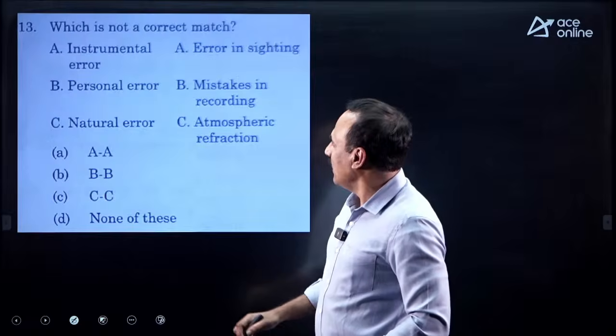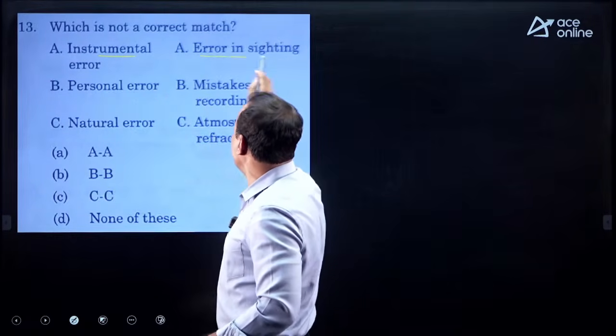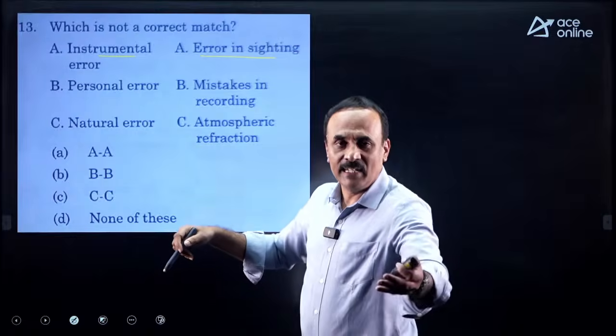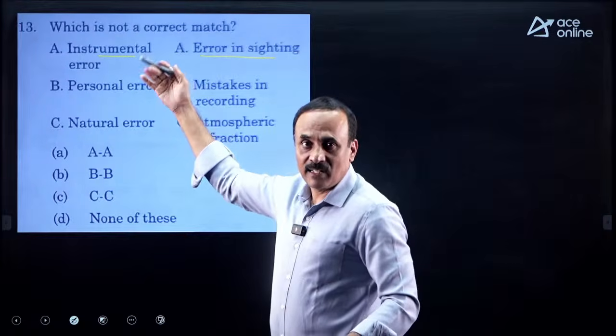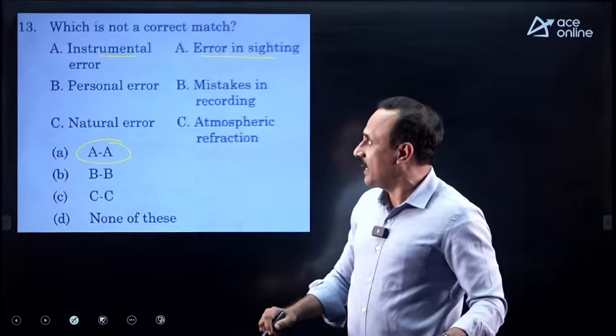This is from survey. Instrumental error. Error in sighting is a personal error, not related with instruments. So the answer is directly option A.